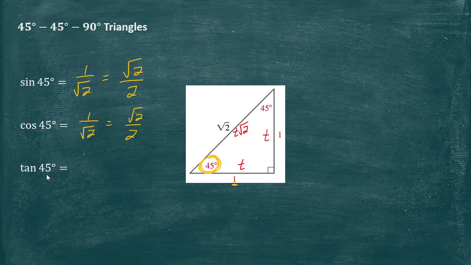Then tangent of 45 degrees would be my opposite over my adjacent, which would be a 1 over a 1, which is conveniently going to turn into just a single 1.